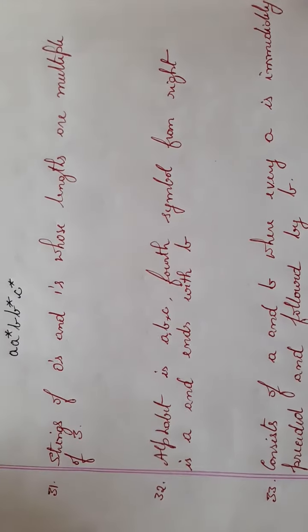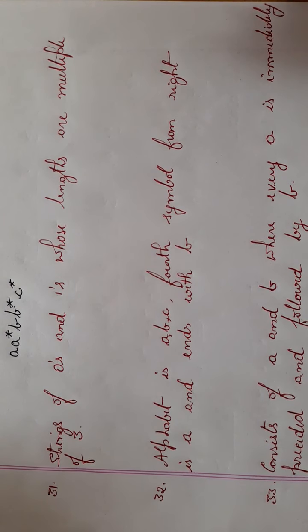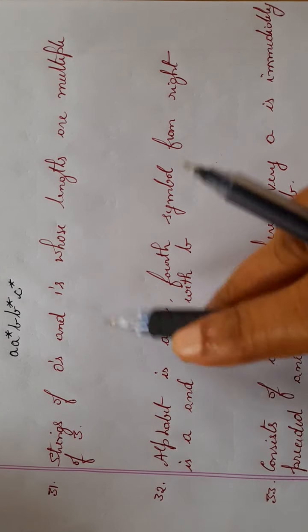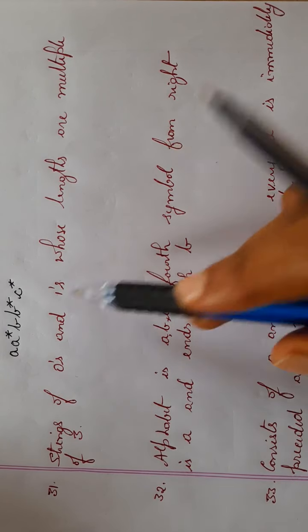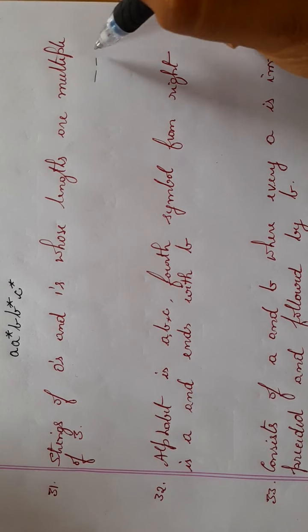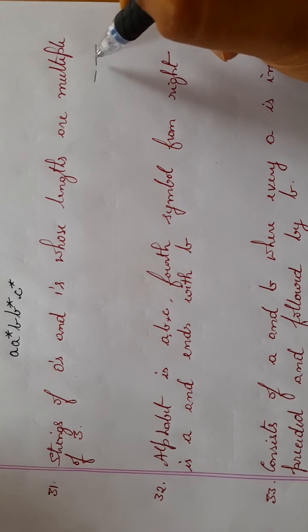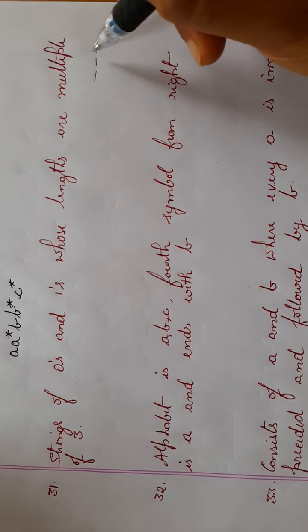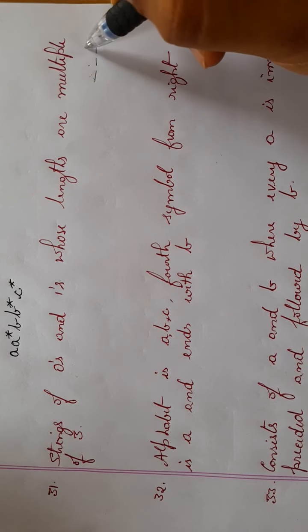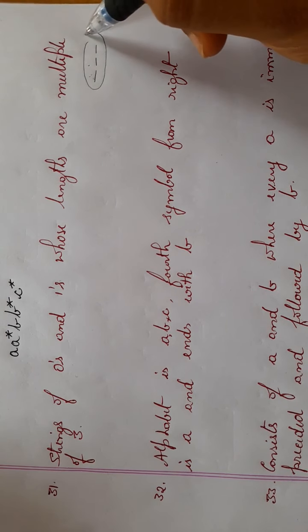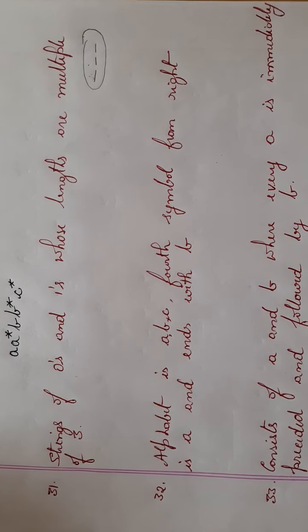Next one, strings of zeros and ones whose lengths are multiple of 3. They have not specified I should have this many zeros and this many ones. So the combination can be anything, but minimum it should be 3, and then multiples of 3 in the sense 3, 6, 9, and so on. So here I can have either 0 or 1, and this combination can repeat any number of times.